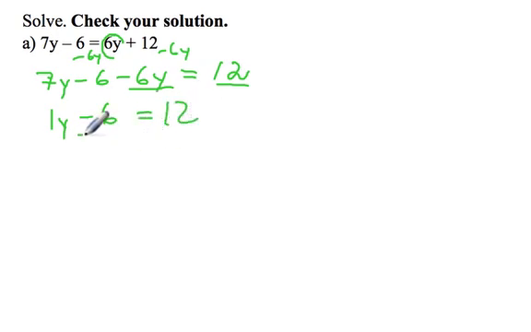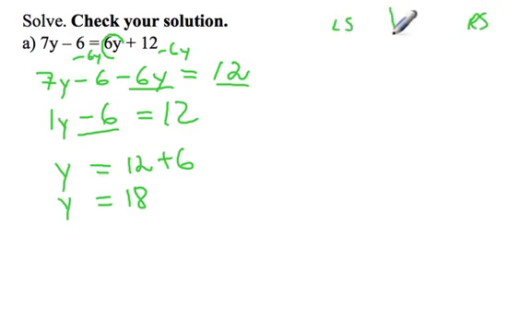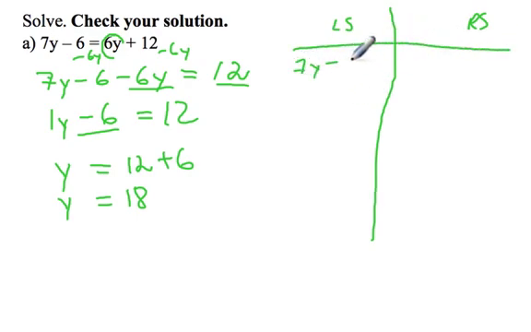The separate value is 6, so we will add 6 to both sides of the equation. y equals 12 plus 6. y equals 18. Now to check the solution, we are going to check whether the left side of the equation equals the right side of the equation. On the left side of the equation we have 7y take away 6, and on the right side of the equation we have 6y plus 12.